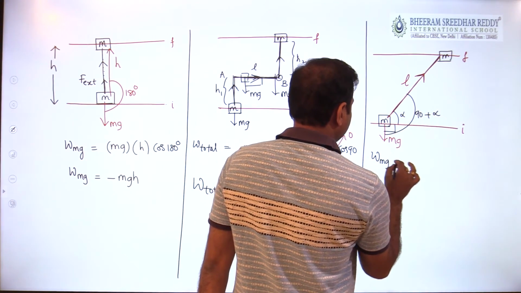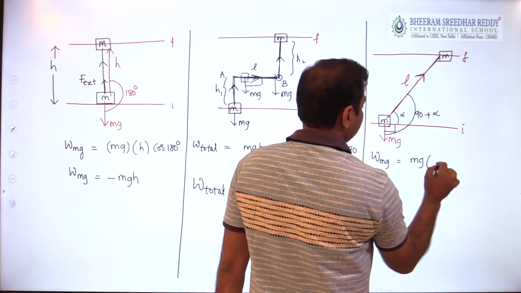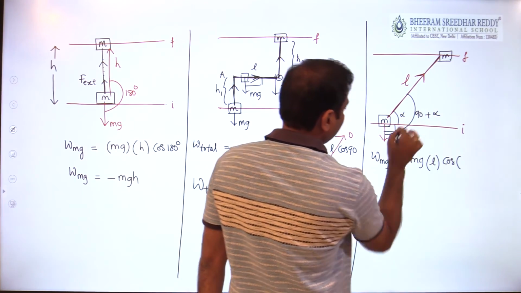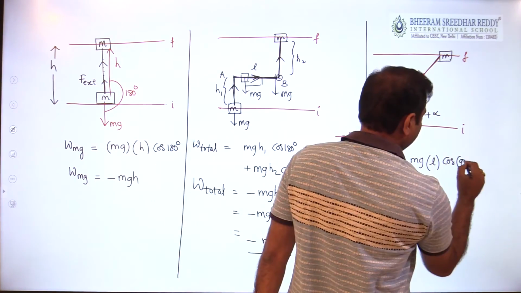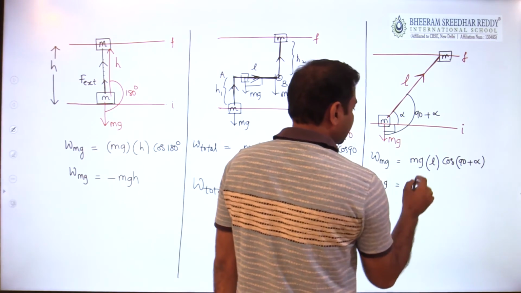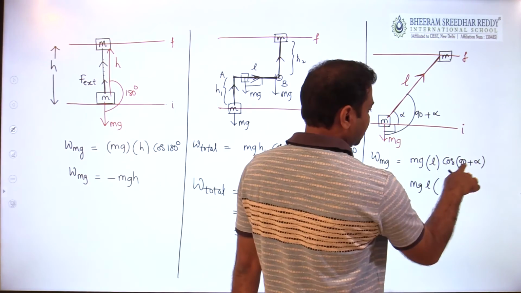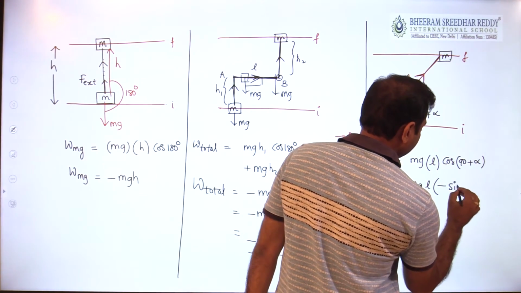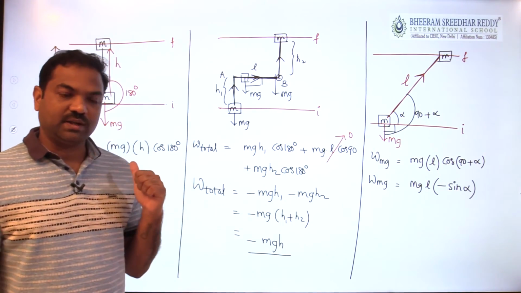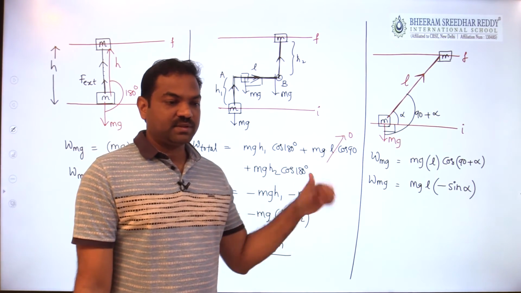Work done by mg is equal to force mg into displacement L cos of the angle between them. The angle between the displacement and the force is 90 plus alpha. So work done by the mg force is equal to mg into L cos of 90 plus alpha. Cos of 90 plus alpha will become minus sin alpha, because 90 plus alpha means second quadrant.